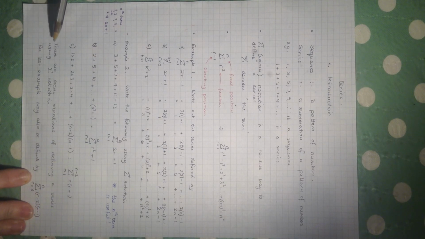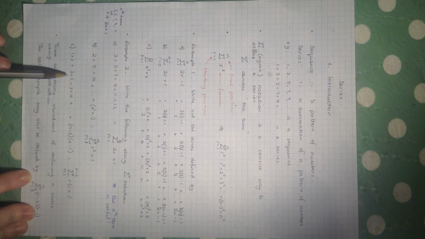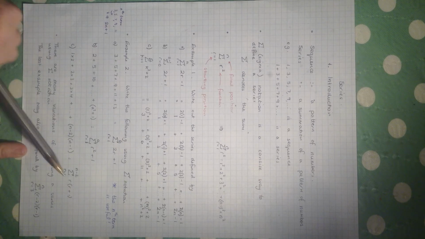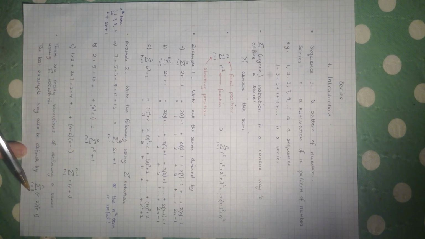Again, there are many variations of defining a series using sigma notation. This 1 times 2 plus 2 times 3 plus 3 times 4 can also be defined as starting with 3. Then comparing this with 3, we've got n minus 2 and n minus 1, so r minus 2 times r minus 1 is what our function will be, and we'll go up to n because then we can put n in here and get our n minus 2, n minus 1 out.